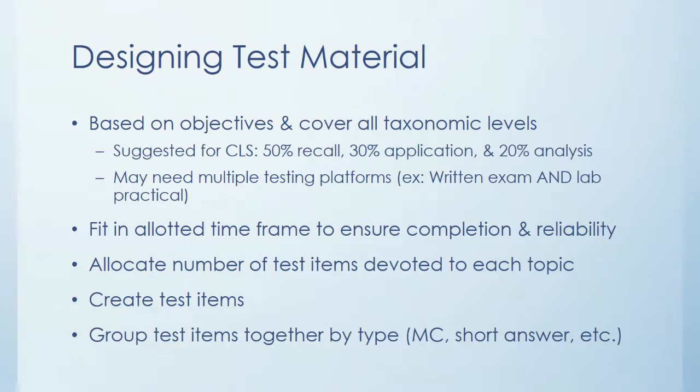So then the next thing you do is design the test material. It should be based on the objectives and cover all taxonomic levels. It's suggested for clinical laboratory science exams to have 50% at the recall level, 30% at the application level, and 20% at the analysis level. And in order to get this, you might need multiple testing platforms. You might need a written exam and a lab practical.